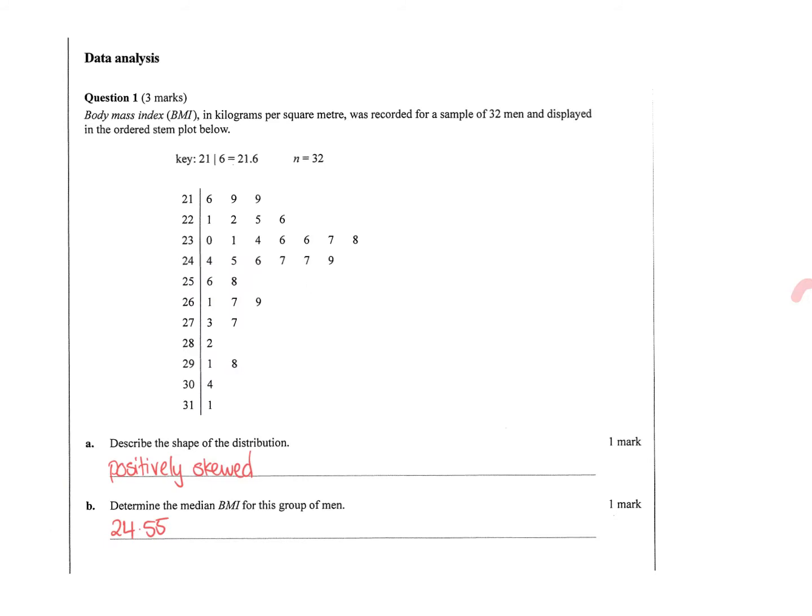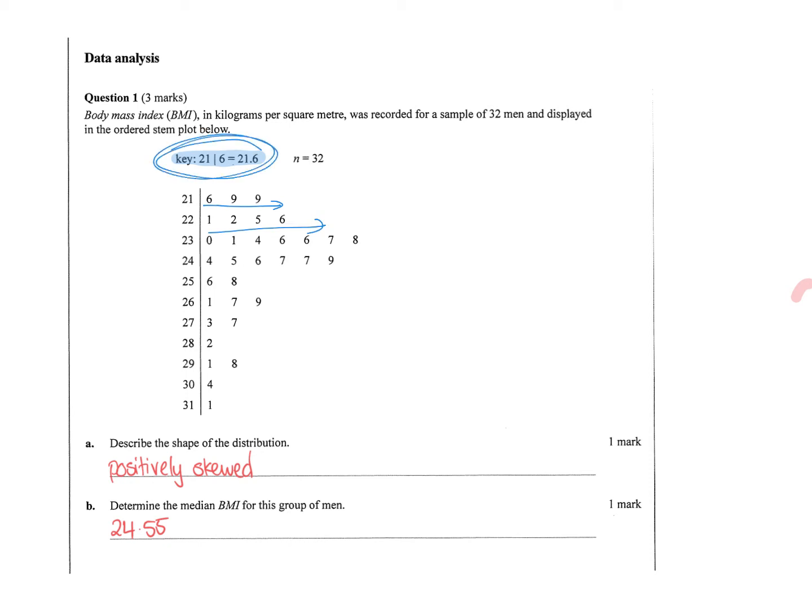The body mass index in kilograms per square meter was recorded for a sample of 32 men and displayed in an ordered stem and leaf plot. Okay, just going to go over a stem and leaf plot because it's in your exam. When you draw a stem and leaf plot, you have to indicate a key. A point will be allocated to that. And then a point will be given that you've put the stem in, and that these numbers are in lowest to highest, yeah? So that's what they're looking for.